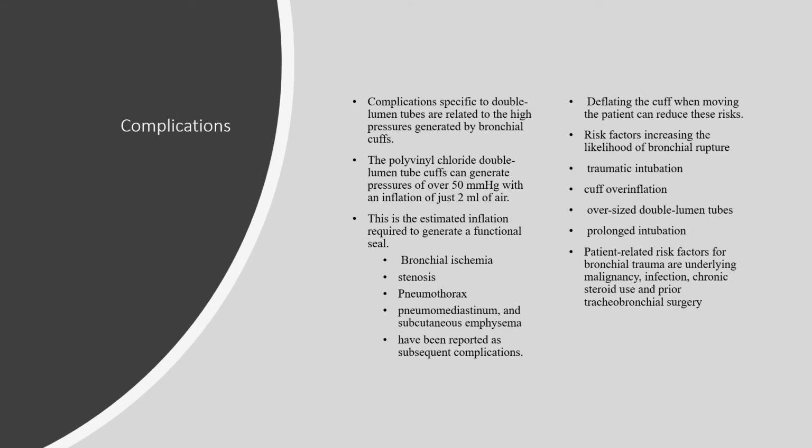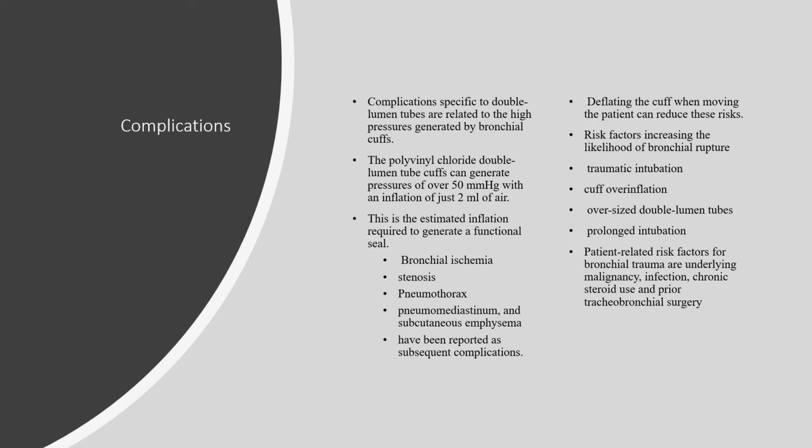I couldn't find any contraindications, so I'm just going to tell you a little bit about the complications. A lot of these complications are most specifically with the DLTs, because of the pressure generated by the bronchial cuffs. The PVC tube cuffs can generate pressures of over 50 millimeters of mercury with an inflation of just 2 milliliters. So it's not that much. This is the estimated inflation required to generate a functional seal. And when I say not that much, I mean not that much air is required to reach that high pressure.